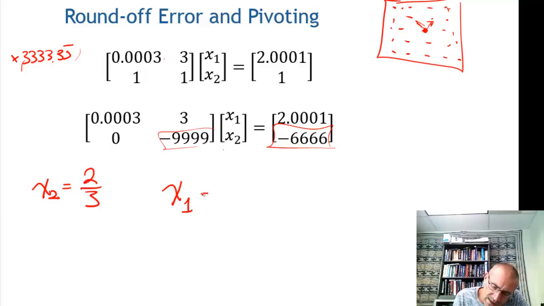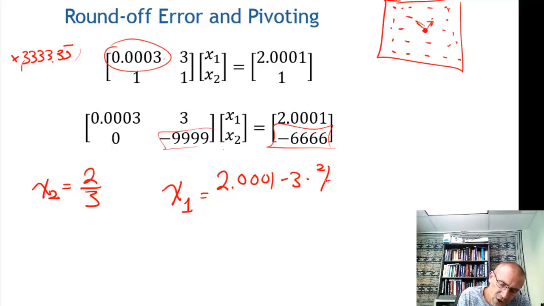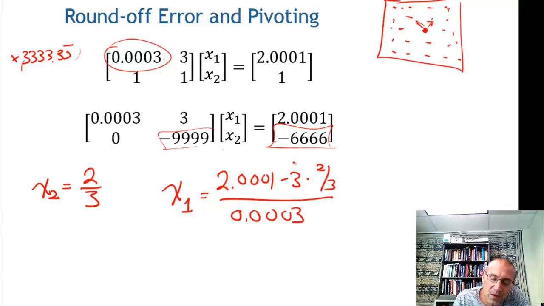But when I do my next step, where I have this small factor for x1, it comes out to be 2.001, and then minus 3 times 2/3, and that's all over 0.0003. Right? Now, notice that 3 times 2/3, well, that's almost 2, and this is almost 2 as well. And so I'm taking two numbers that are really close. I got a really small number divided by a really small number, and if I'm not representing this very well, I end up with some round-off error.